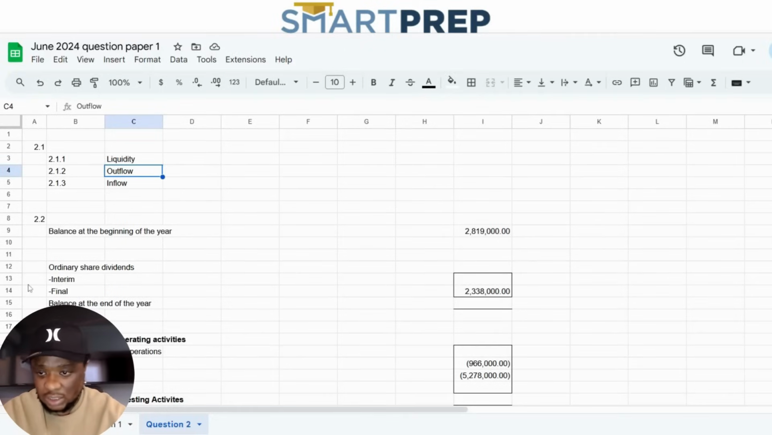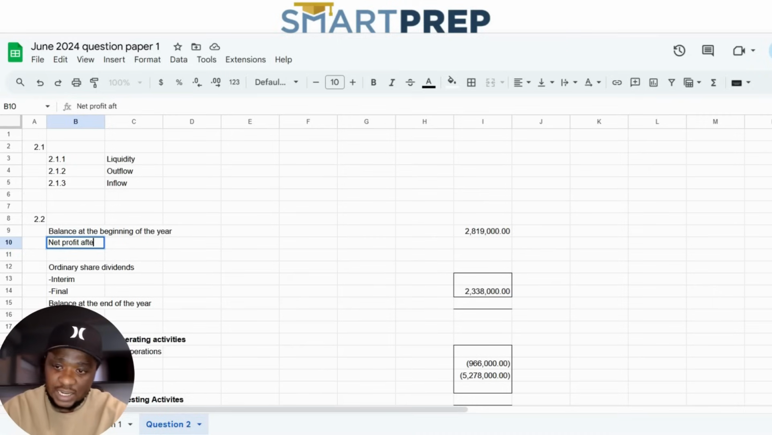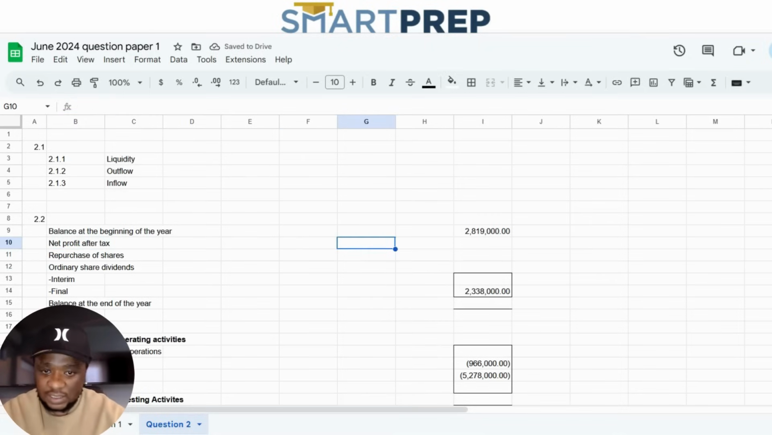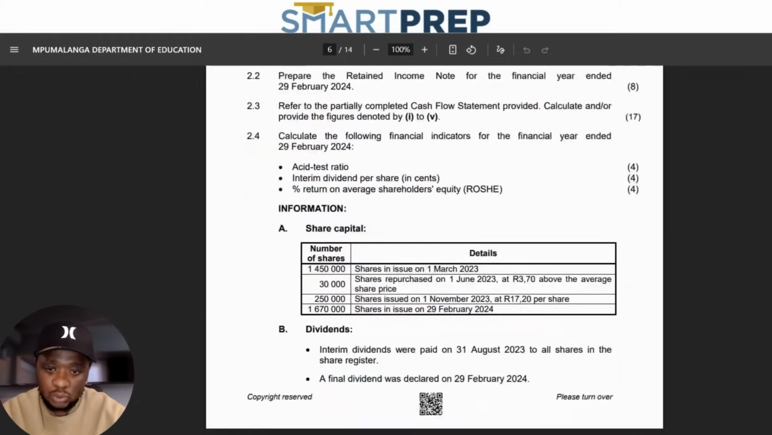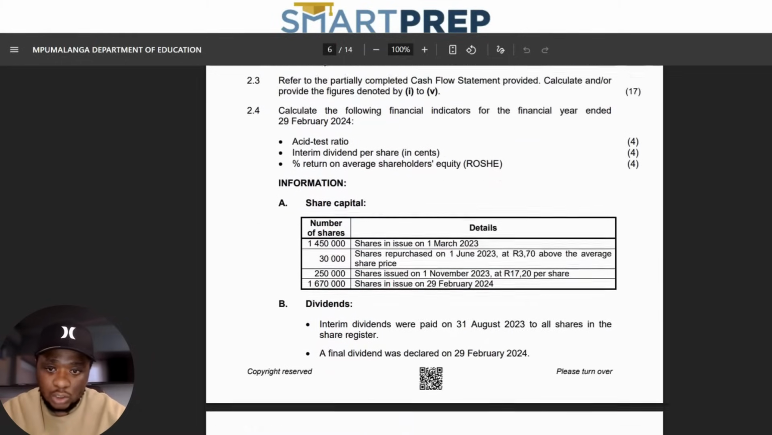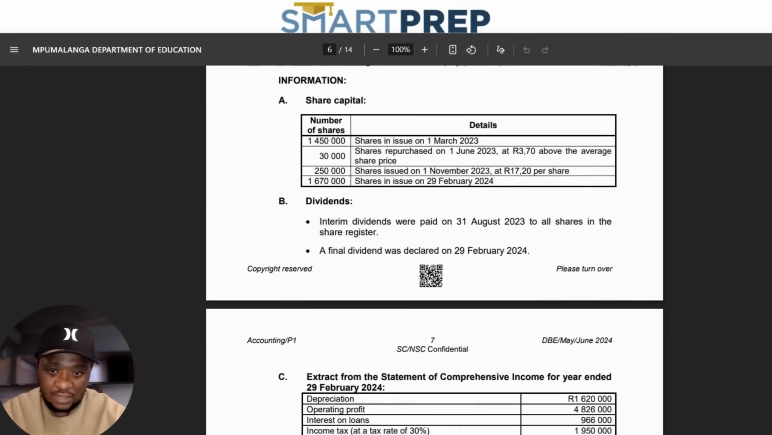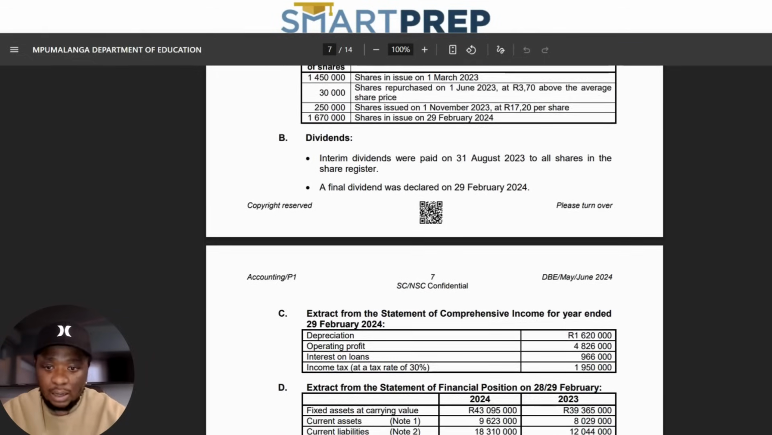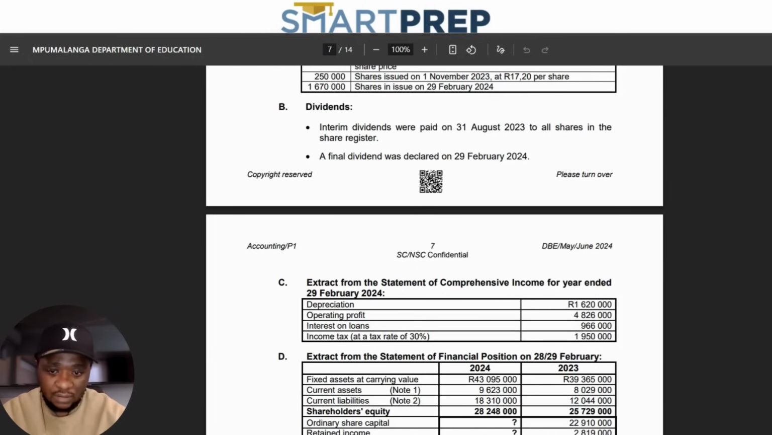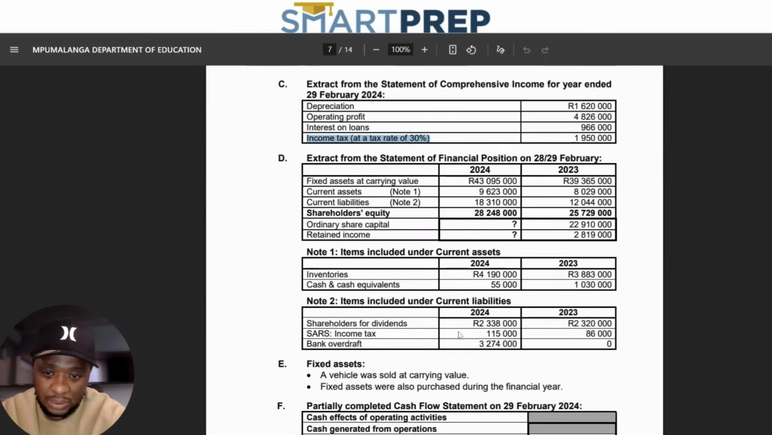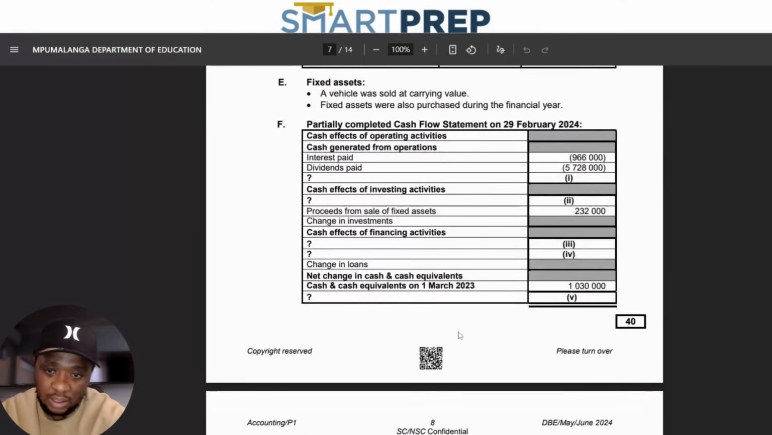When it comes to the retained income note, we know that we have the balance at the beginning of the year. The thing that follows after that is the net profit after tax. And then we also have the repurchase of shares. All right, so net profit after tax, I'm going to start there. Let's find the information that relates to the profit after tax. We have share capital information, we have dividends information, and then in number C, that's where they give us the profit because they're giving us income tax, which is at 30%, and we'll be able to calculate profit that way if there's nothing else given.